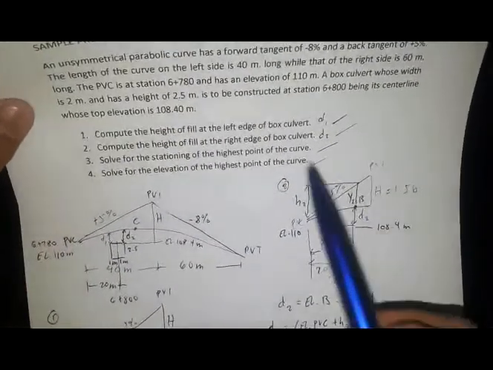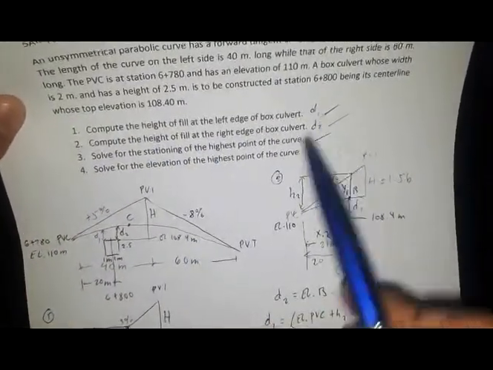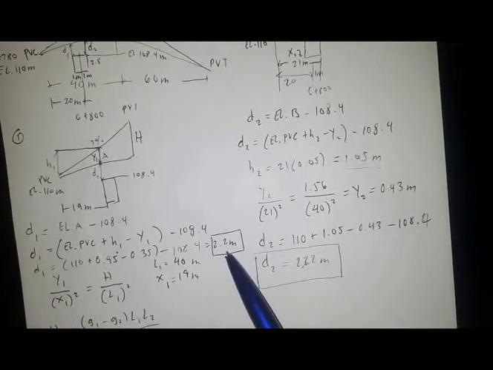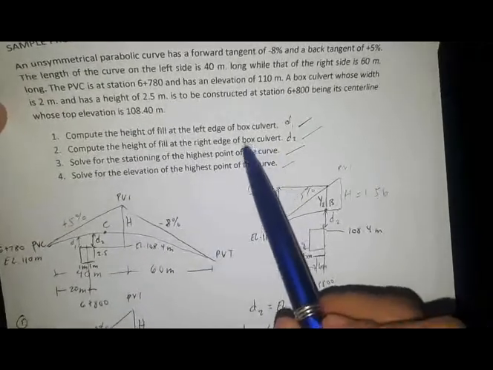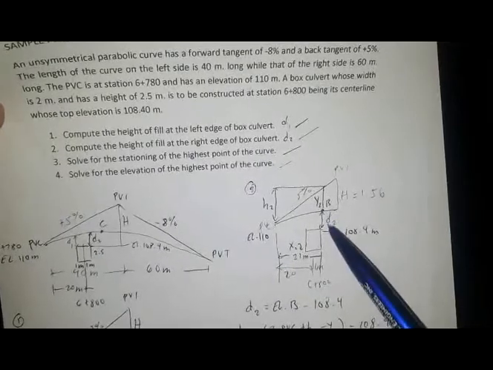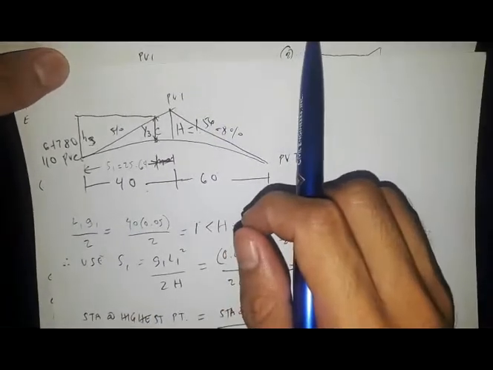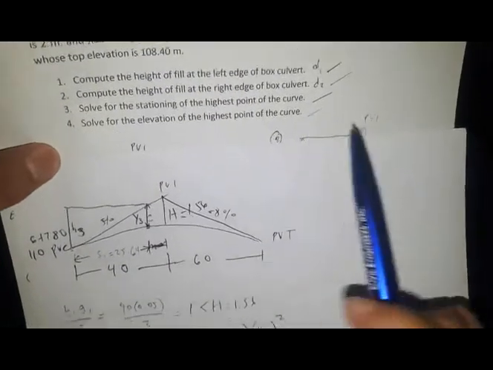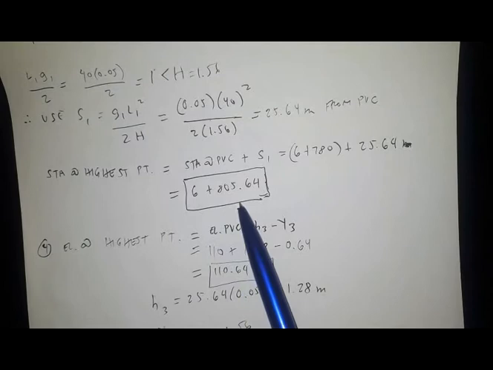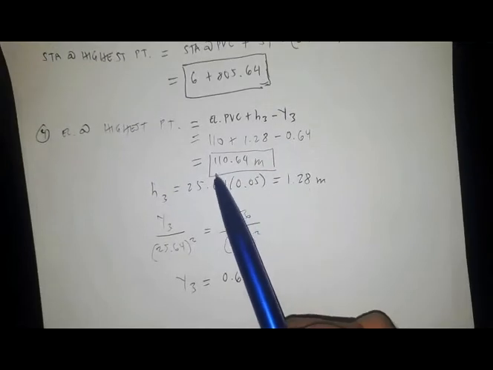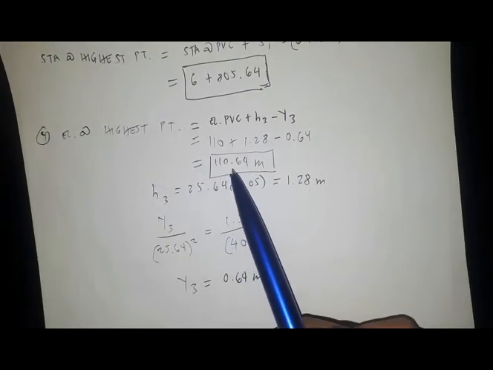So let's recap. So we have height of fill at the left edge of the box culvert D1 is equal to 2.2 meters. Height of fill at the right edge of the culvert D2 is equal to 2.22 meters. Next, we have stationing of the highest point of the curve. We have 6 plus 805.64, and elevation of the highest point of the curve is 110.64 meters.